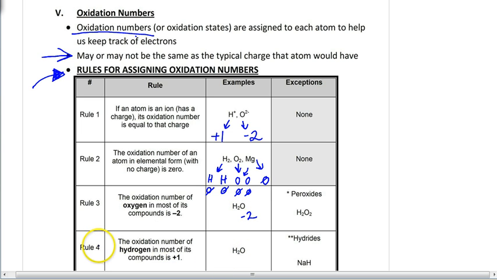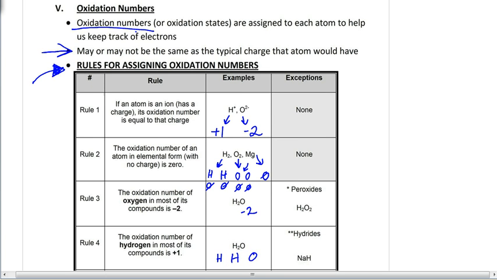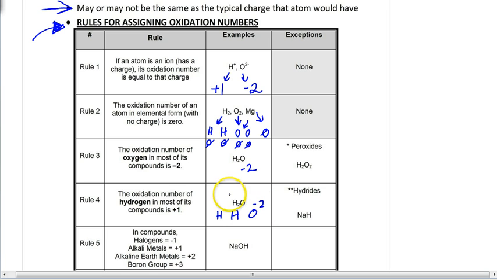And rule number 4 kind of goes along with our example here. For hydrogen, the oxidation number is generally +1. And so here we've got an H and an O. And each oxygen will be -2. Each hydrogen will be +1. Notice that this kind of leads up to our 5th rule. Oh, nope, not our 5th rule, our 6th rule. We'll come back to that one.